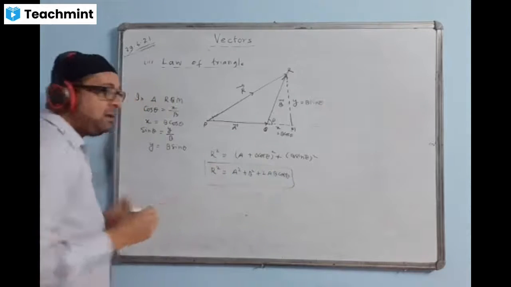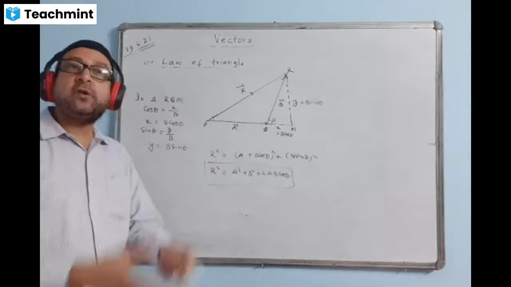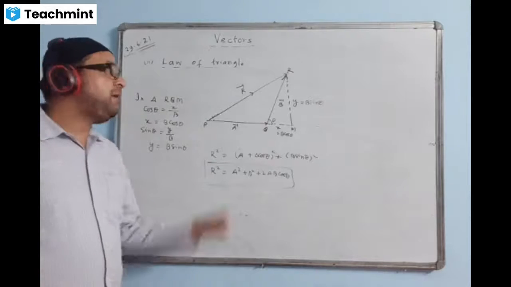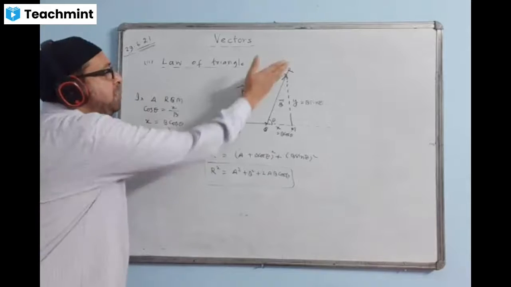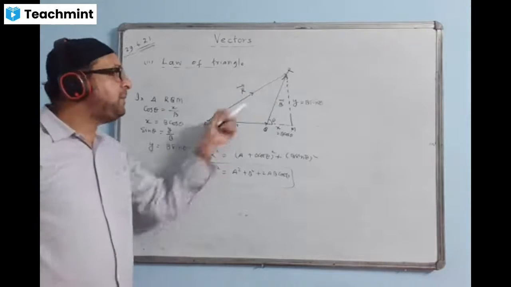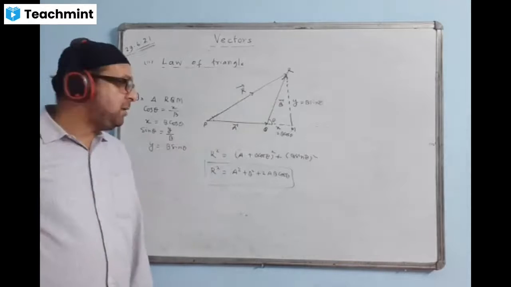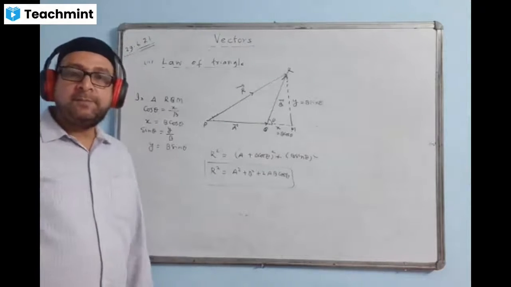So to find the addition of two vectors, we can either follow the parallelogram or we can follow the triangle. Triangle is easier because for a parallelogram you have to make all this. So instead of making a parallelogram, we can just make a triangle, simply a triangle, and work it out and find the value of the resultant. The formula doesn't change, the formula remains the same.